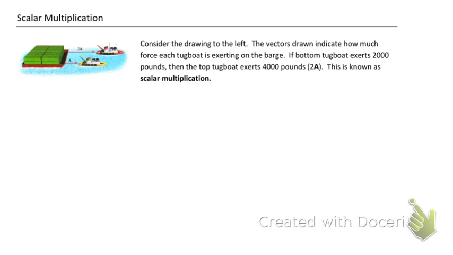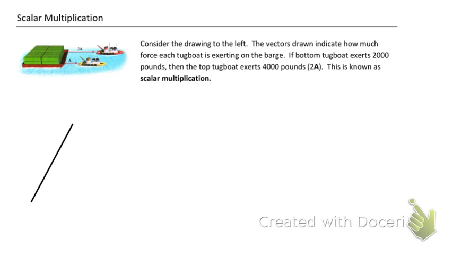So if we look at A, A's vector is much shorter than 2A's, because 2 times A is definitely bigger than regular A. The longer the vector is, the more pounds are being exerted on that barge. So this one's definitely more than this one. And since it's 2A, it's exactly twice as much. If the bottom tugboat is pulling at 2,000 pounds, the top one is exerting 4,000 pounds. The length is twice as long, and we see it's A and 2A. So that is how scalar multiplication works with vectors.